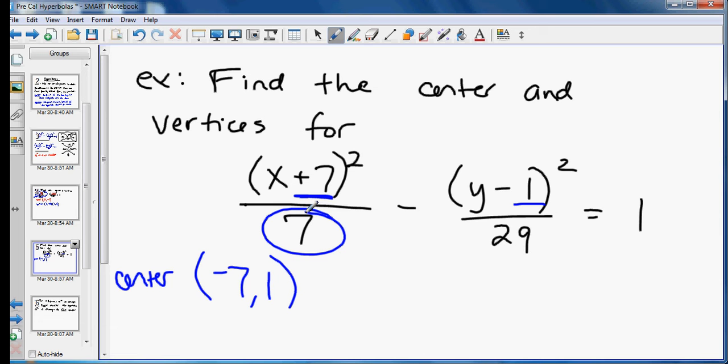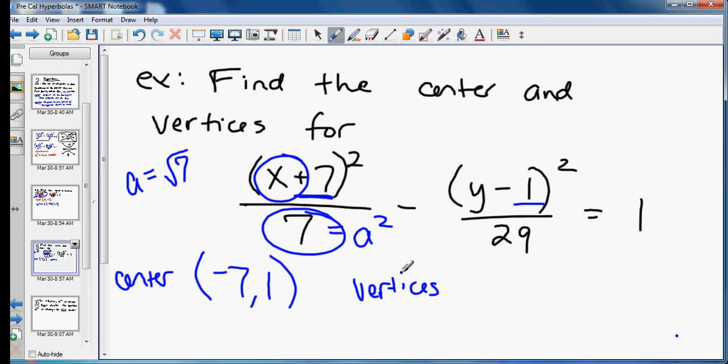So this time a is going to be the square root of 7. And for my class, please leave it as the square root of 7. Don't give me the decimal. We want to leave it exact, so we're going to leave it as the square root of 7. Now this time, a is in the same term as the x value. So to find the vertices, I need to subtract the value of a from the x value and add it. So I'll do -7 minus the square root of 7 and -7 plus the square root of 7.